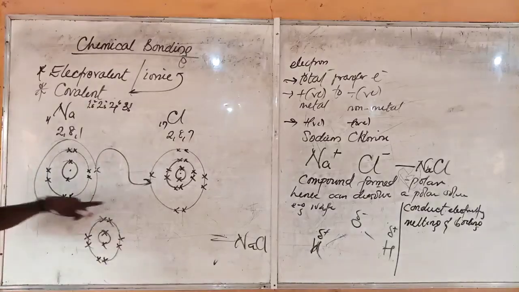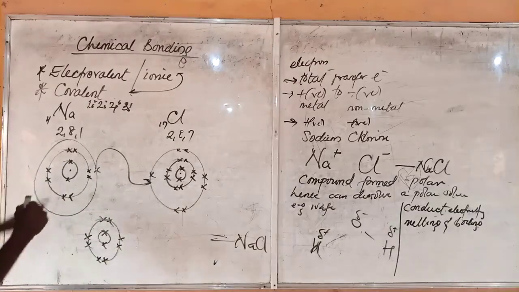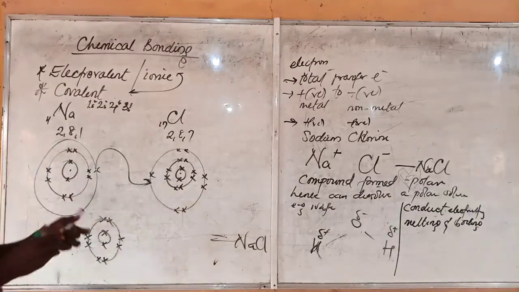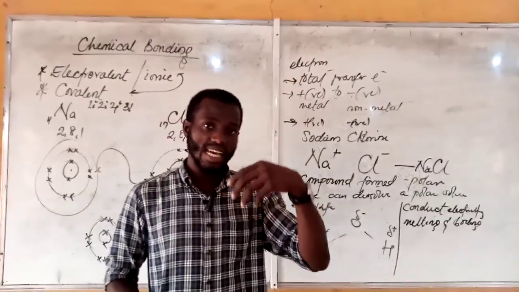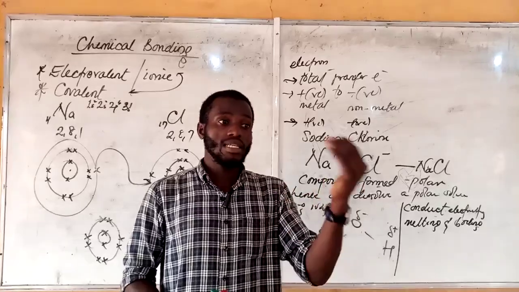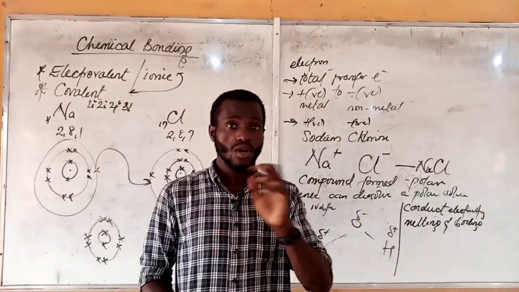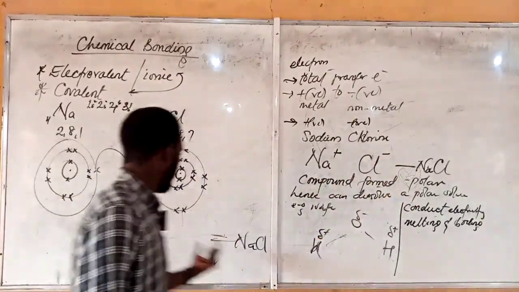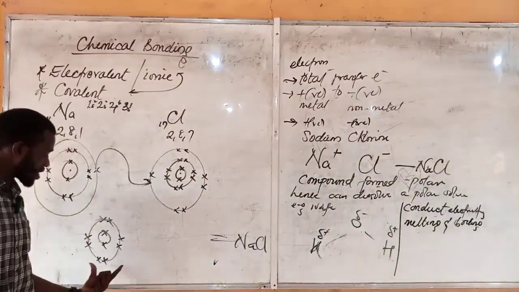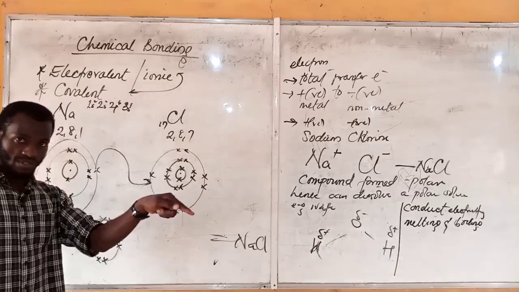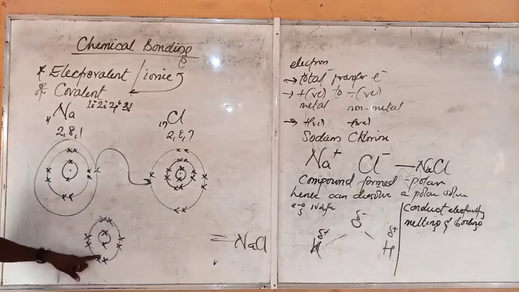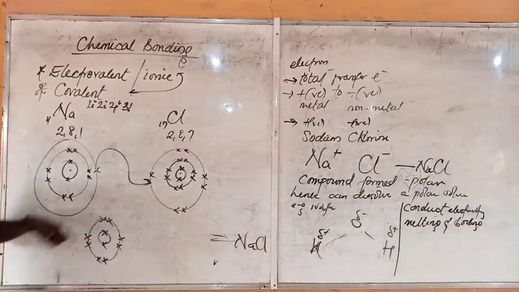Now, this is stable. When I introduced the video, I talked about the fact that the inert gases, the noble gases, are the stable gases. They are the stable elements. So this one is going to attain a stable configuration, which is the configuration of neon. Is that okay? So you see, neon has 10 electrons. This one also has 10 electrons.